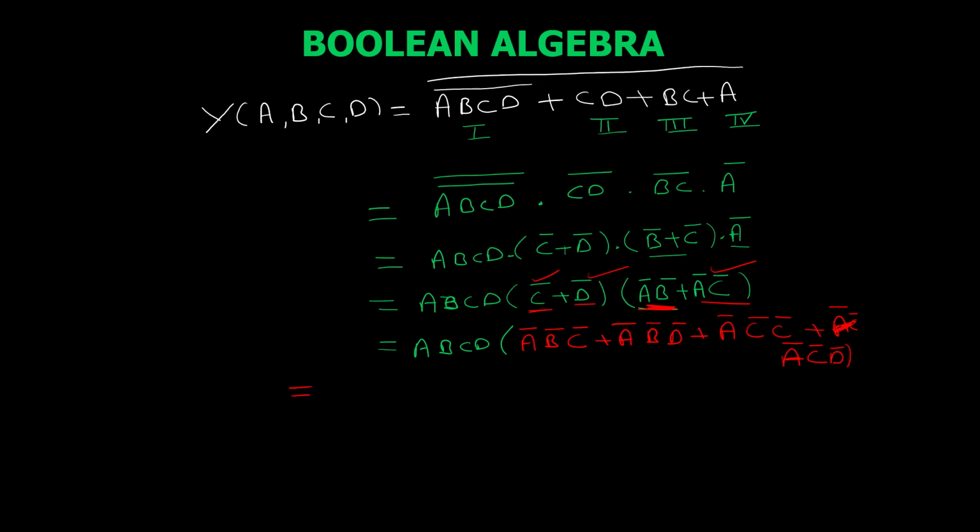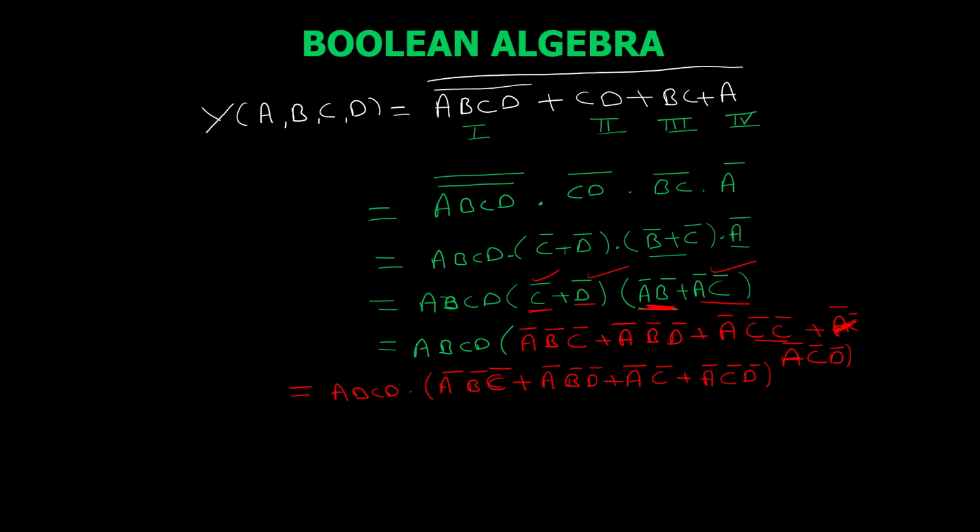So you will get like this, a, b, c, d multiply. So you will get here a bar, b bar, c bar, plus again here a bar, b bar, d bar. Two times c bar is there, so you'll get a bar, c bar. And here you'll get a bar, c bar, d bar. Okay, simple.